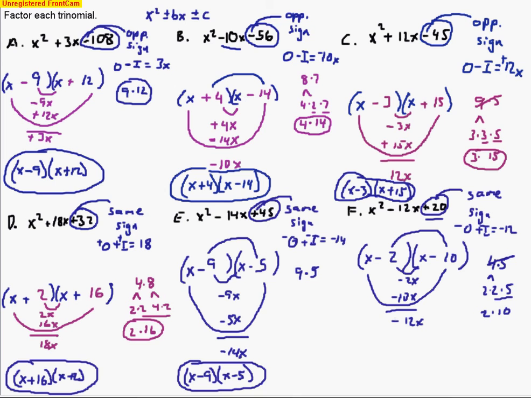Well, let's go ahead and write that in our answer column, and we are done. x minus 2 times x minus 10. And again, that commutative property of multiplication allows us to switch those two binomials. So if you had x minus 10 times x minus 2, it's the same answer.